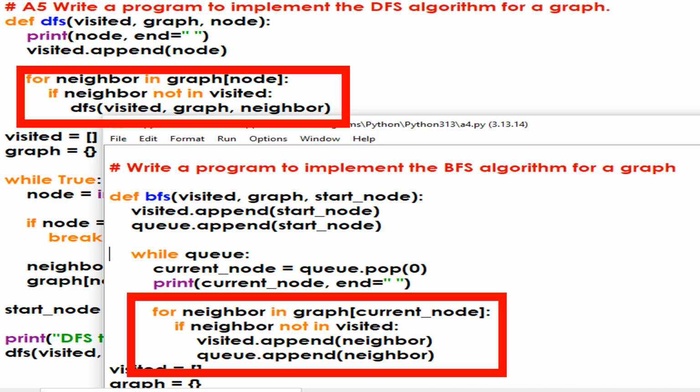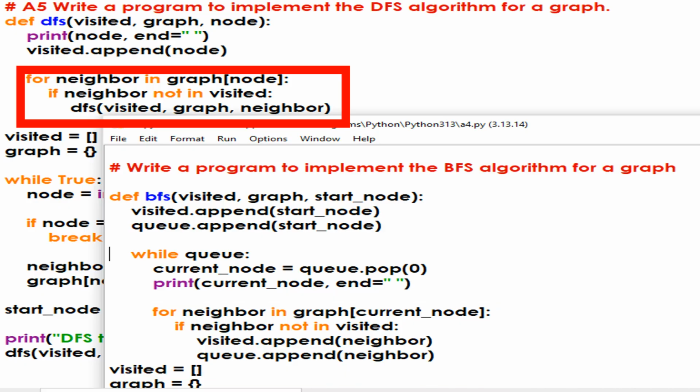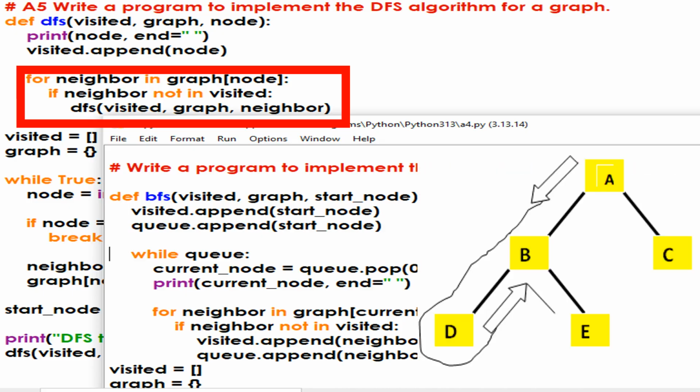In BFS program, we used queue to store nodes and visited them level by level. In the DFS program, there is no queue. Instead, the function calls itself using the DFS function. The DFS function takes 3 parameters: visited, graph, neighbor. This recursive call helps DFS go as deep as possible into the one branch before returning to explore the next branch. This process is called backtracking.